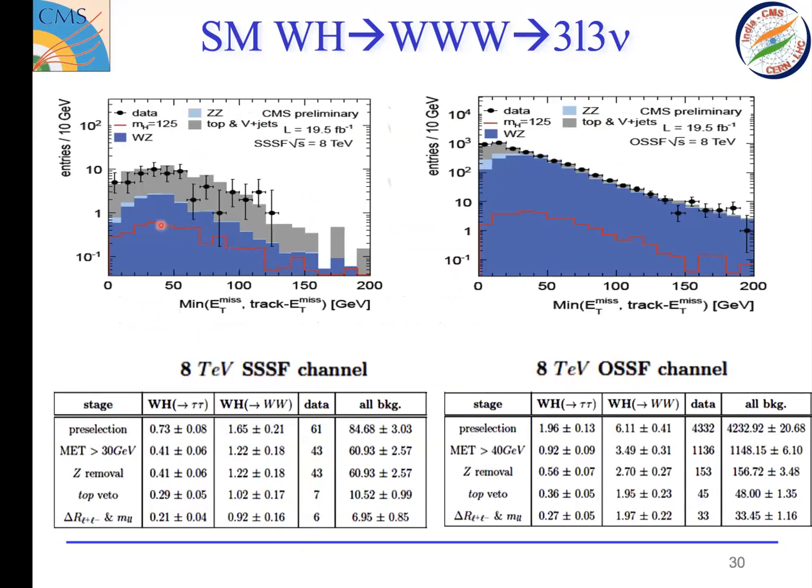And as you can see, it is the WZ background plus these top and W plus jets, which were basically dominating the entire spectrum. But as I mentioned earlier, the same sign, same flavor was more sensitive, even though it had a lesser fraction. You can see the same result for the minimum of those ETMS for the OSSF channel as well.